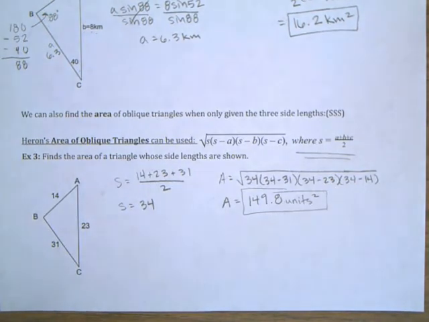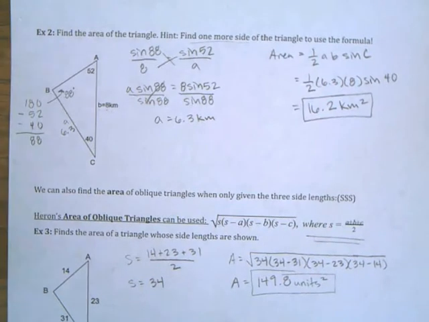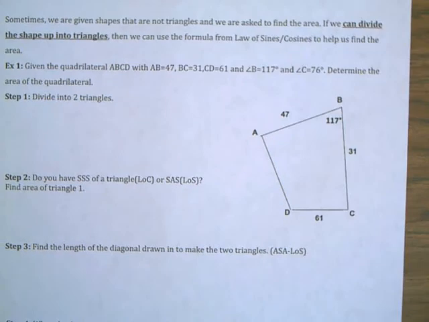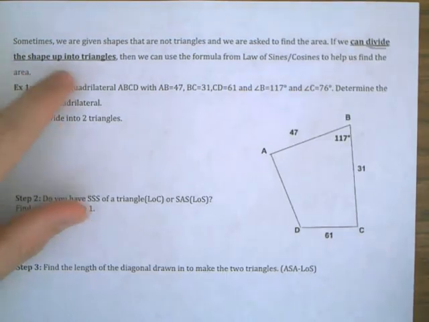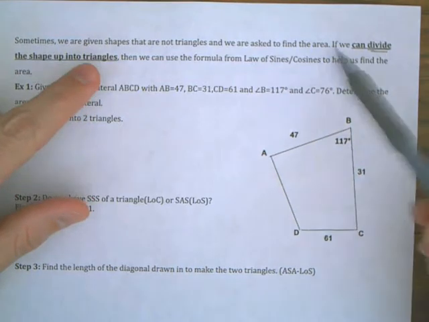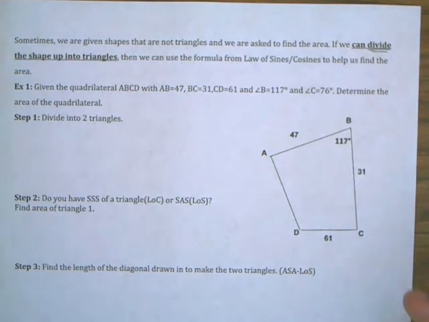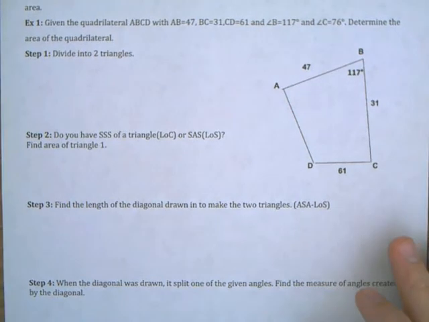Okay, so that's pretty much it for area of triangles. You could, though, see a problem that is not a triangle. However, we can divide it into triangles, and then use the law of sines and cosines to help us find different pieces, which then help us find the area. This is going to take some time, and we're going to need to think through all our process, so make sure you're paying attention. Feel free to pause, rewind, whatever you need to understand this.